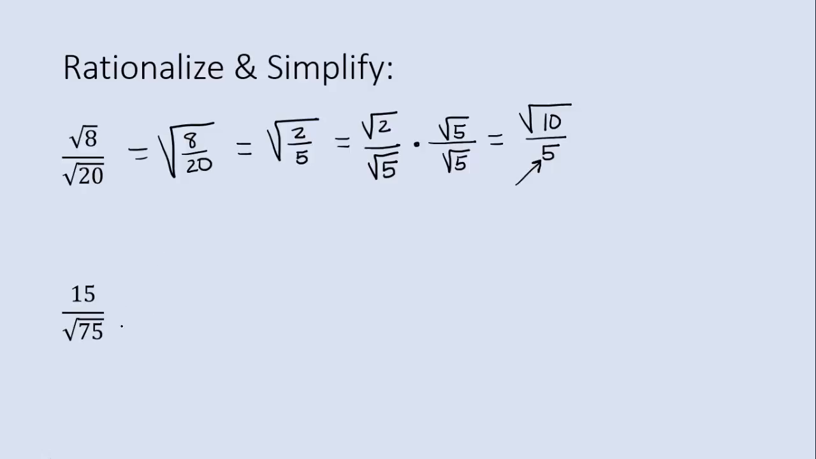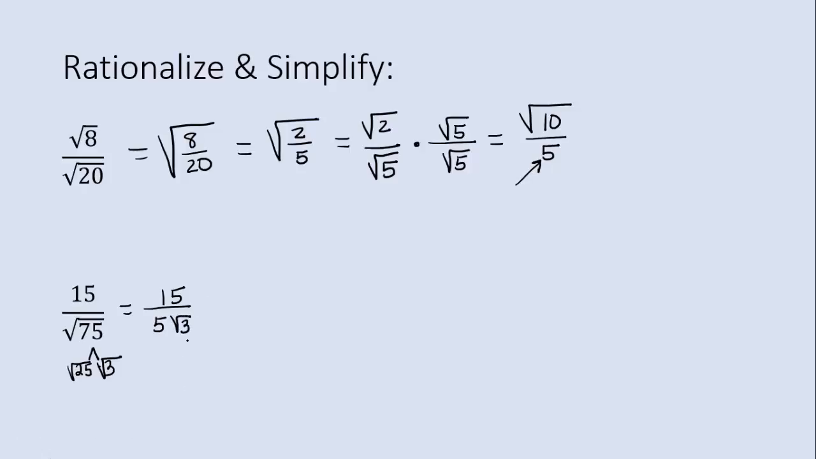Now here I cannot reduce 15 and 75 because 15 is not in a square root. So I need to just consider the 75 for a minute. Now 75 is equal to 25 times 3, and 25 is a perfect square. So it's equal to 15 over the square root of 25 times the square root of 3, which is like 5 times the square root of 3.